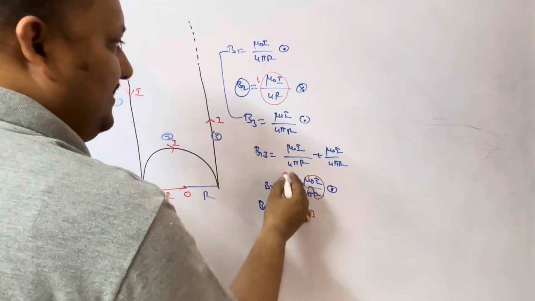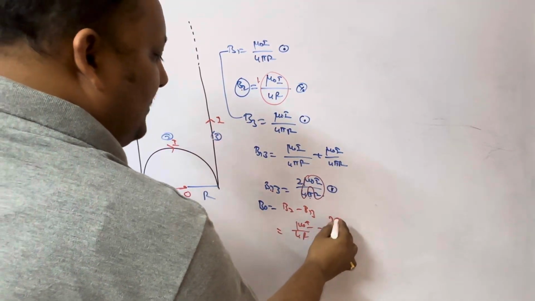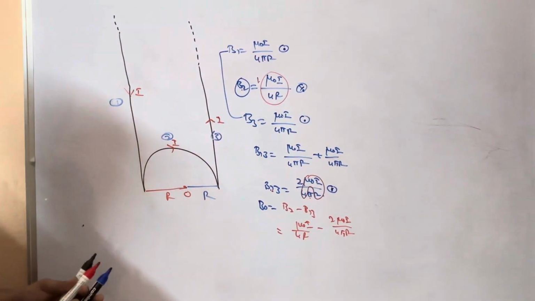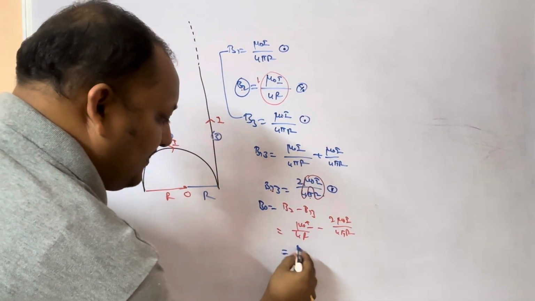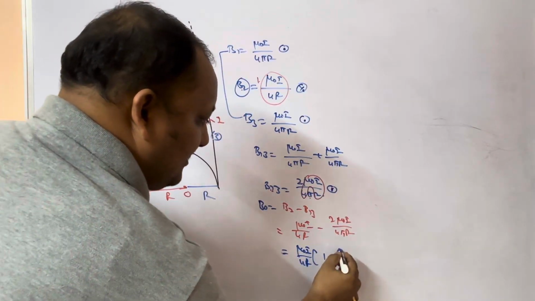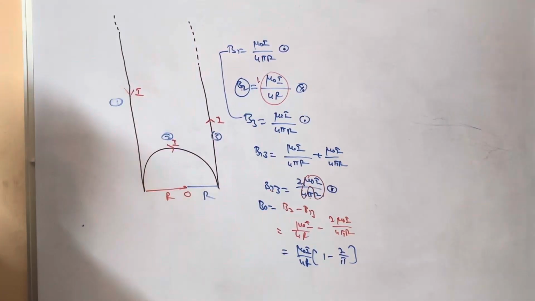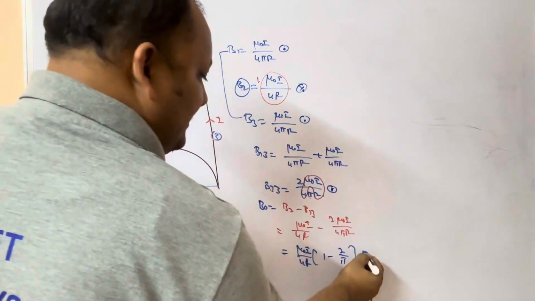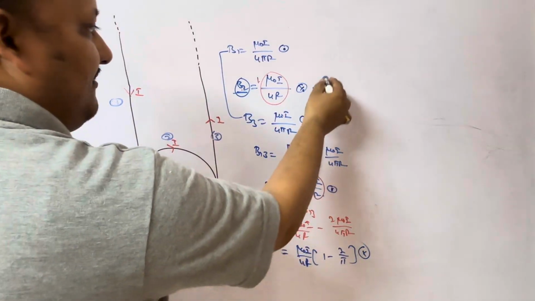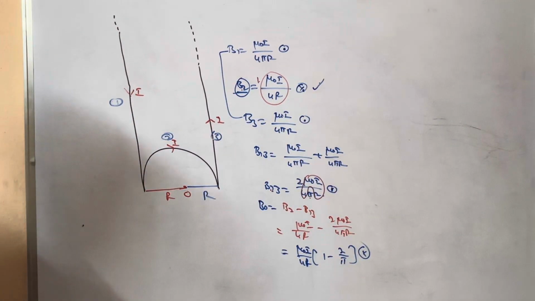B2 minus B13: mu naught I by 4R minus 2 mu naught I by 4 pi R. So, what is common? Mu naught I by 4R common. 1 minus 2 by pi. So, pi minus 2 by pi. Therefore, resultant direction is into, because B2 minus B13, the higher value is this. Therefore, resultant direction also inside.